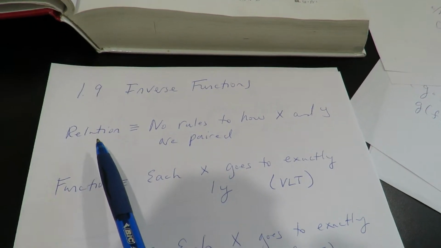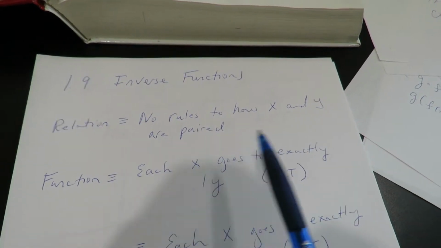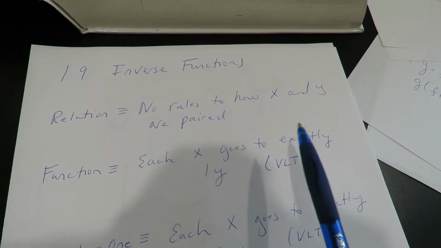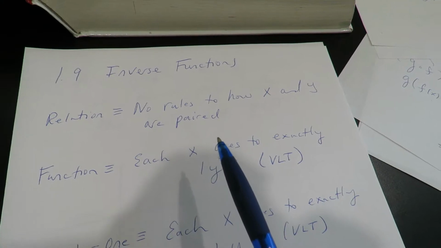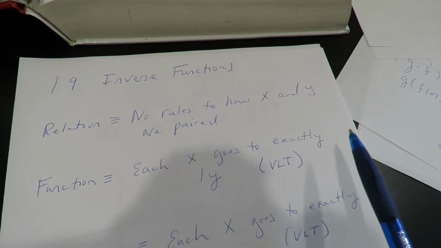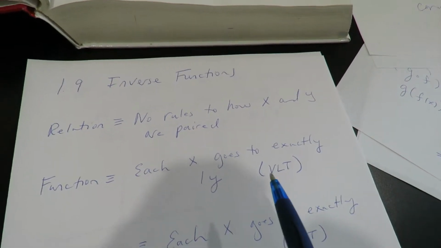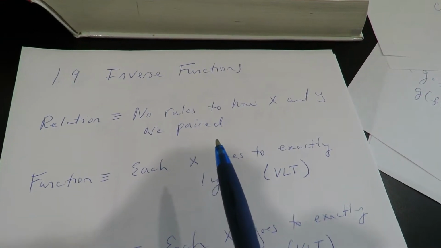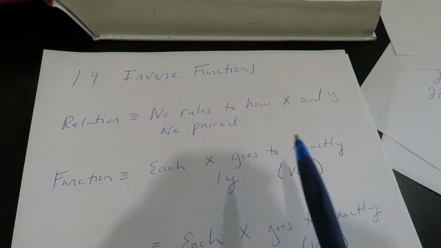We talked about a relation. A relation meant that there was no rules to how X and Y were paired. So what I'm saying is that there's no rules to how the domain and range are combined. When I say X and Y, I'm referring to the domain and the range of the function. So there's no rules to how the domain and range are combined.